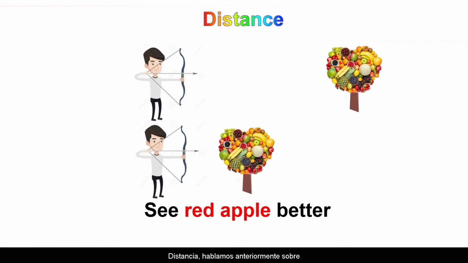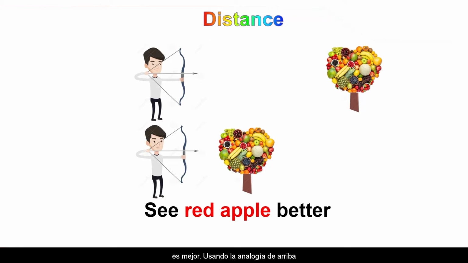Distance. We talked earlier about the advantage of having the light source close to the sample. The distance of the detector to the source is also critical. As with the light source, the closer the detector is to the source, the better.